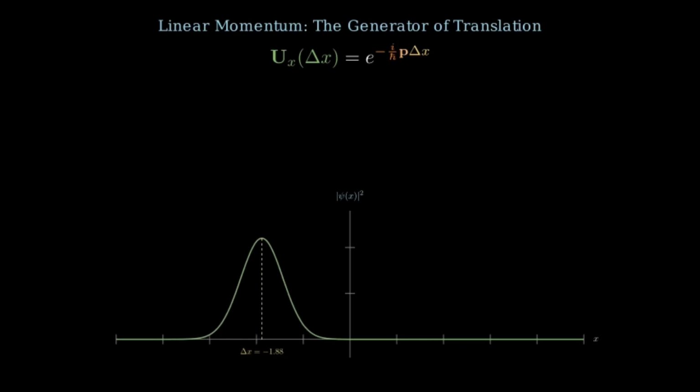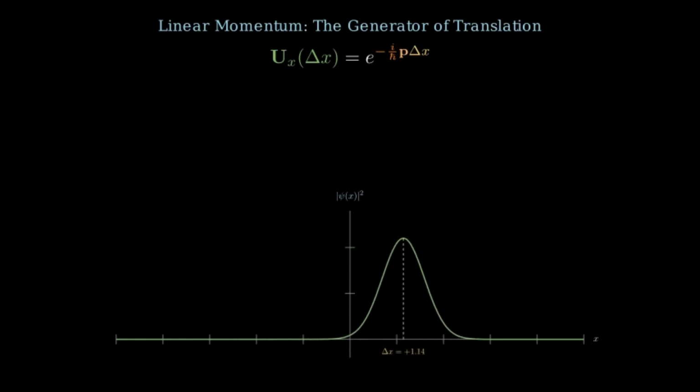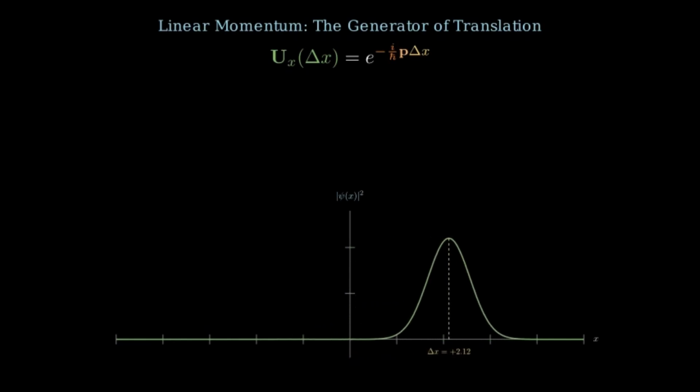If you apply this operator to a position wave function psi of x, the momentum operator in the exponent rigidly shifts the grid lines of the space, cleanly sliding the wave function down the axis to output psi of x minus delta x without altering its shape or distorting its total probability.